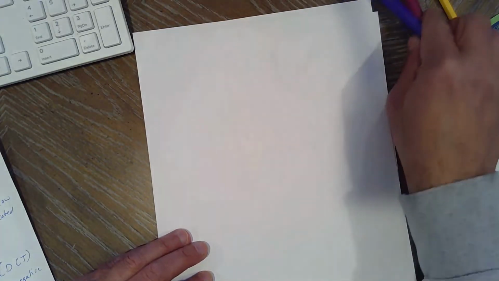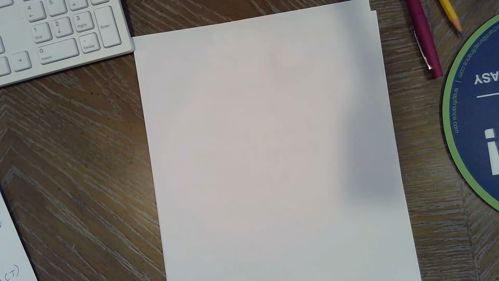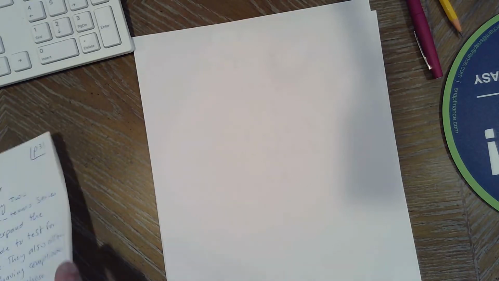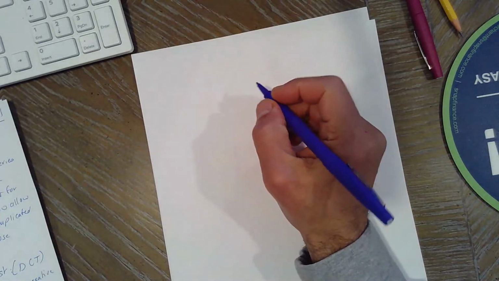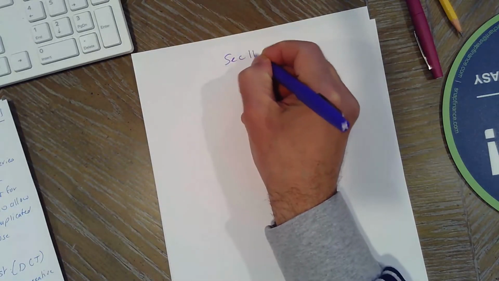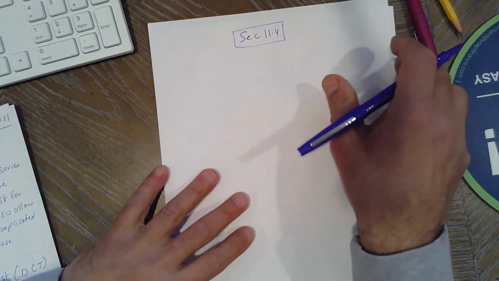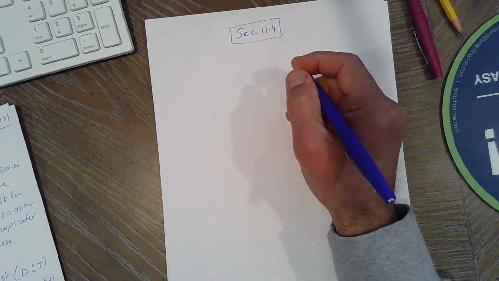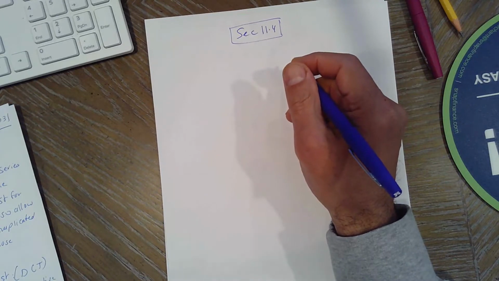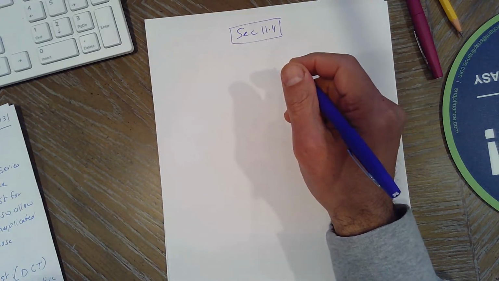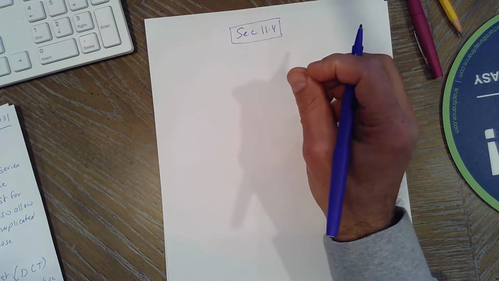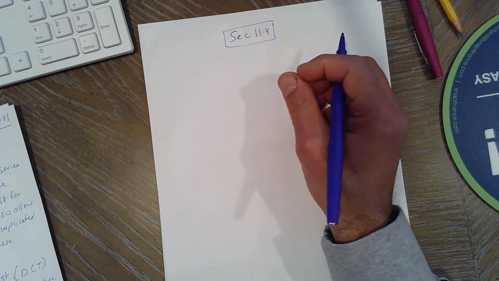So after going over sections 11.1, 11.2, and 11.3, we went over sequences, we went over series, namely geometric series and telescoping series. And so those series, when they converge, you can actually find their sums.